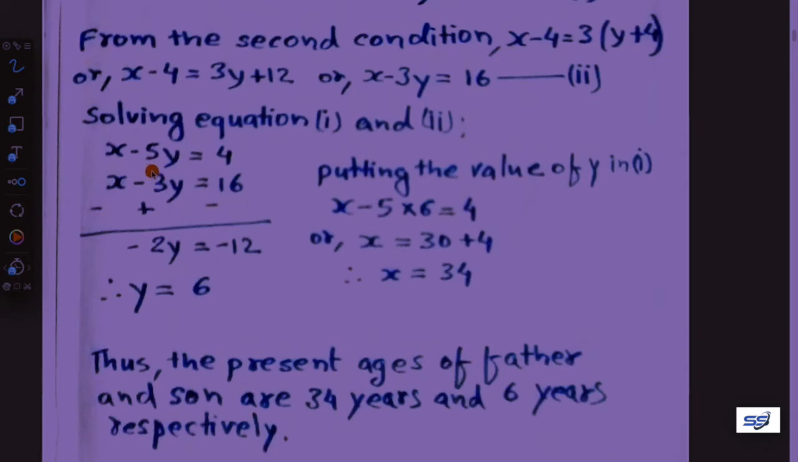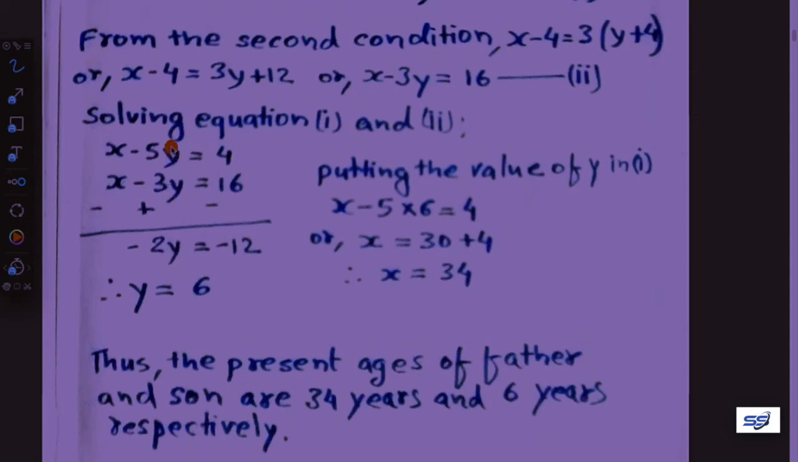Now see here, our first equation is x minus 5y equals 4, and our second equation is x minus 3y equals 16. Put this below here. Now the sign shall be changed to find the value of the unknown in our given equation. Here the sign of x shall be changed to minus, the sign of minus 3y shall be changed to plus, and plus 16 shall be changed to minus.